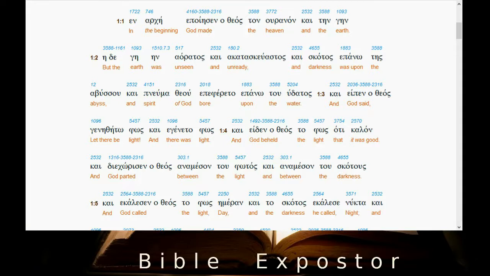Then down in verse 14. God then gave a command, "Let there be luminaries in the strong support of the sky, to give light on the earth and to distinguish between day and night. Let them also serve as signs, and to mark off times, days, and years."